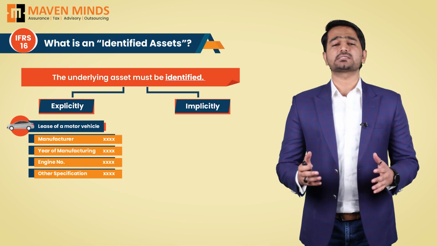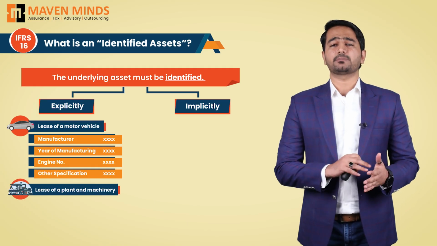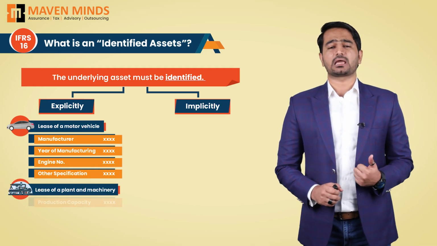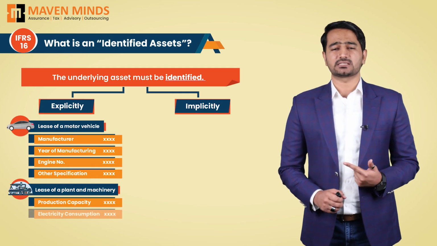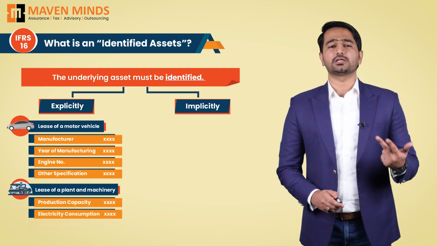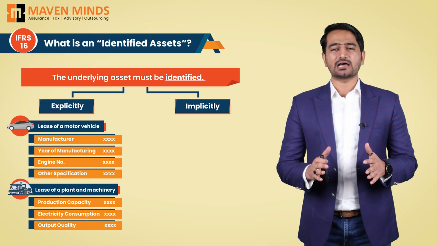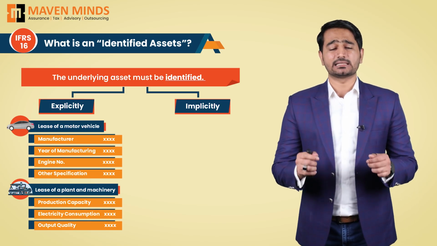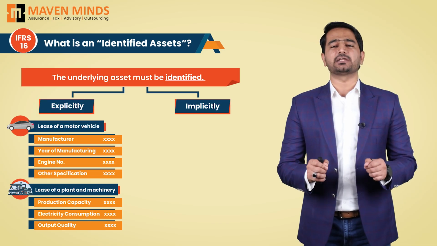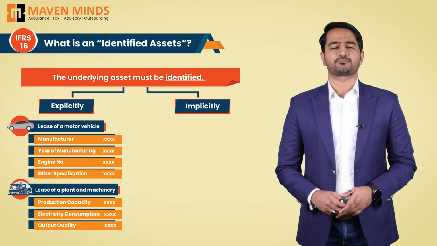Similarly, if you lease a plant and machinery, the contract might include things like production capacity, electricity consumption, and the output quality of the machinery. This level of detail tells us that the asset is explicitly identified in the lease contract.